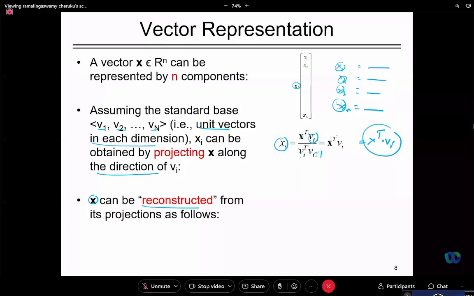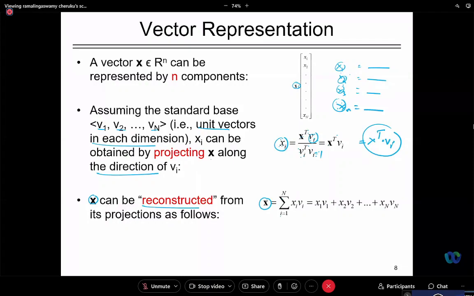So x is the summation of all the components: the x1 component in the direction of v1, plus the x2 component in the direction of v2, and the xn component in the direction of vn. This is nothing but x1 v1 plus x2 v2 plus xn vn. This can also be written as x1, x2, xn, and this is your x.